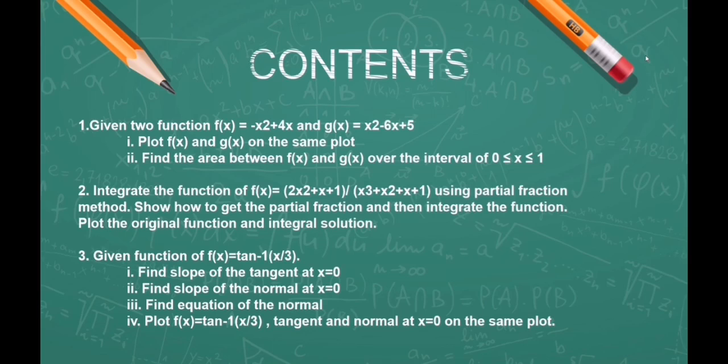For question number 3, we are given the function f x equals tan inverse of x over 3. First, we need to find the slope of the tangent at x equals 0. Second, we need to find the slope of the normal at x equals 0 and find the equation of the normal. And the last one, we need to plot f x equals tan inverse of x over 3, the tangent and the normal at x equals 0 on the same plot.